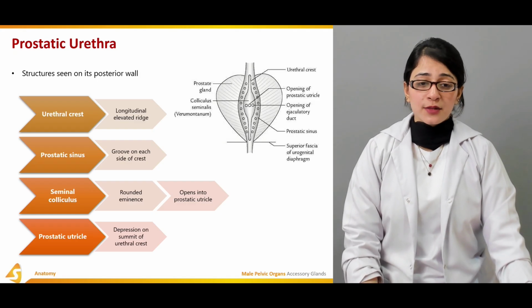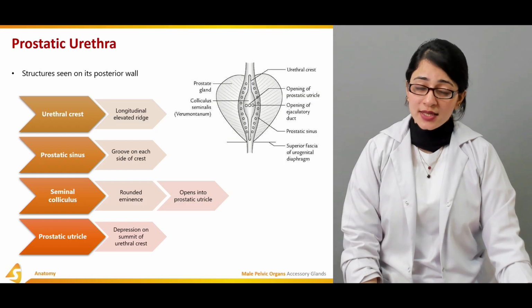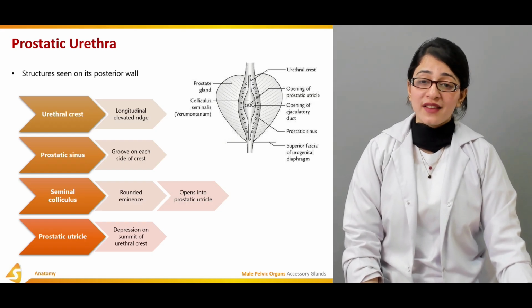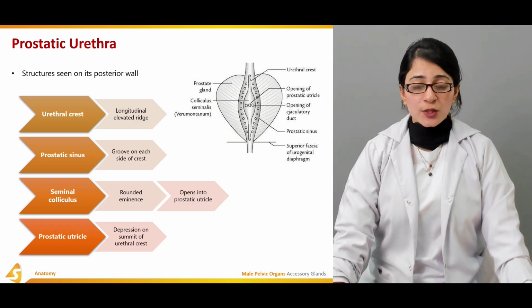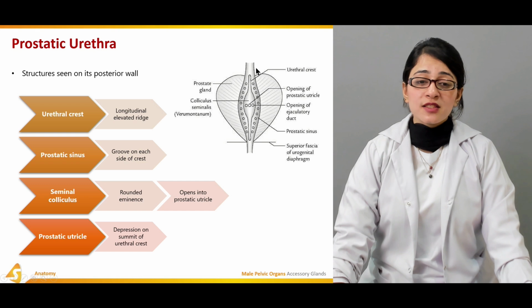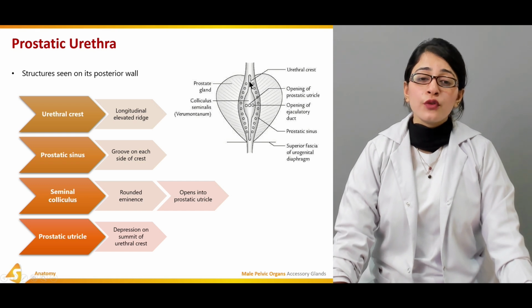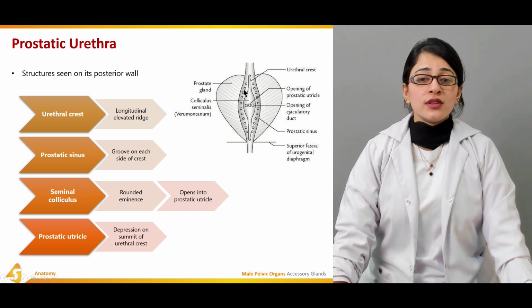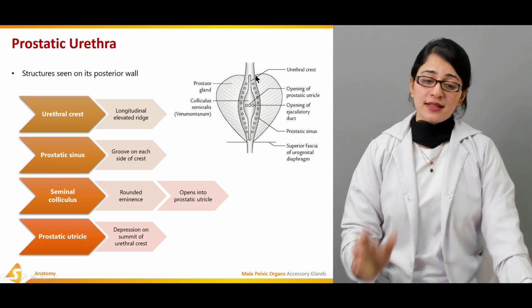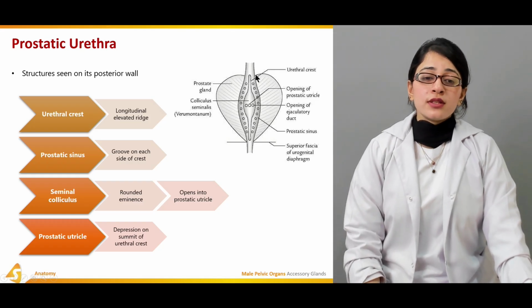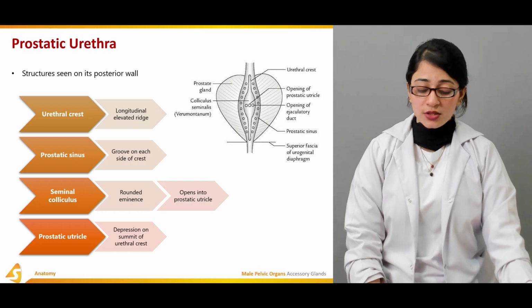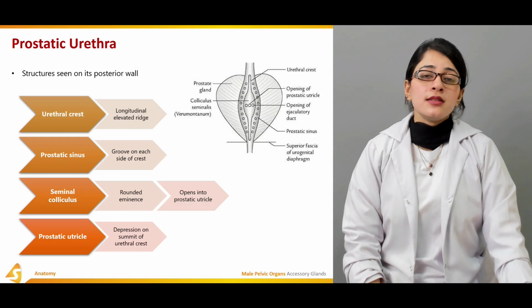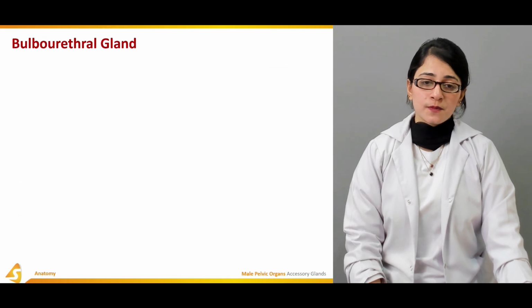So four things that we can see here: the urethral crest, which is the longitudinal elevated ridge present here. This is the crest here, longitudinal elevated crest present here. Then comes the prostatic sinus, which is basically the groove on either side of this crest. So on either side we have the prostatic sinuses. The seminal colliculus is the rounded eminence opening up into the prostatic utricle, and this utricle is the depression on the summit of the urethral crest.